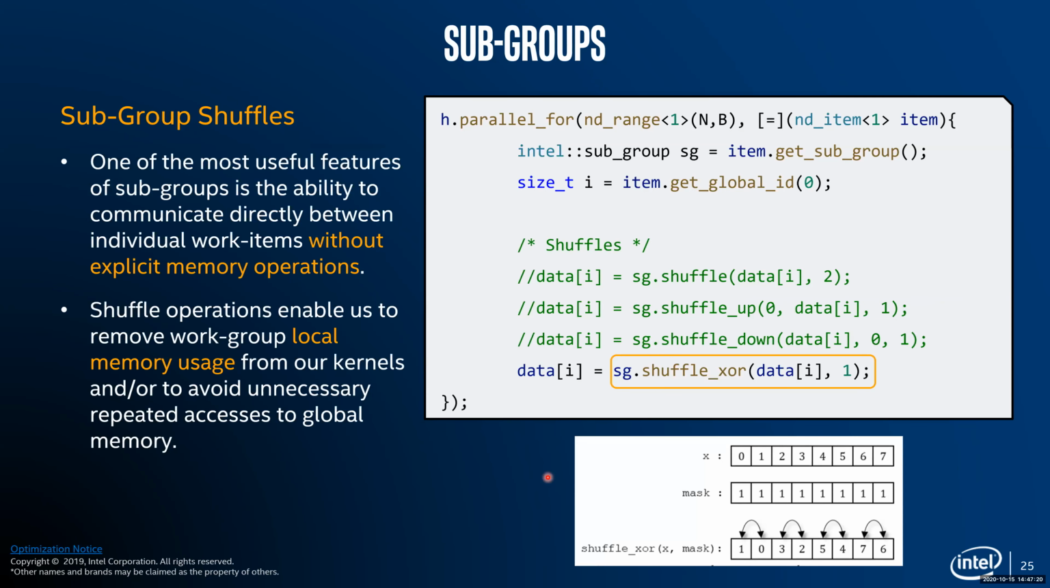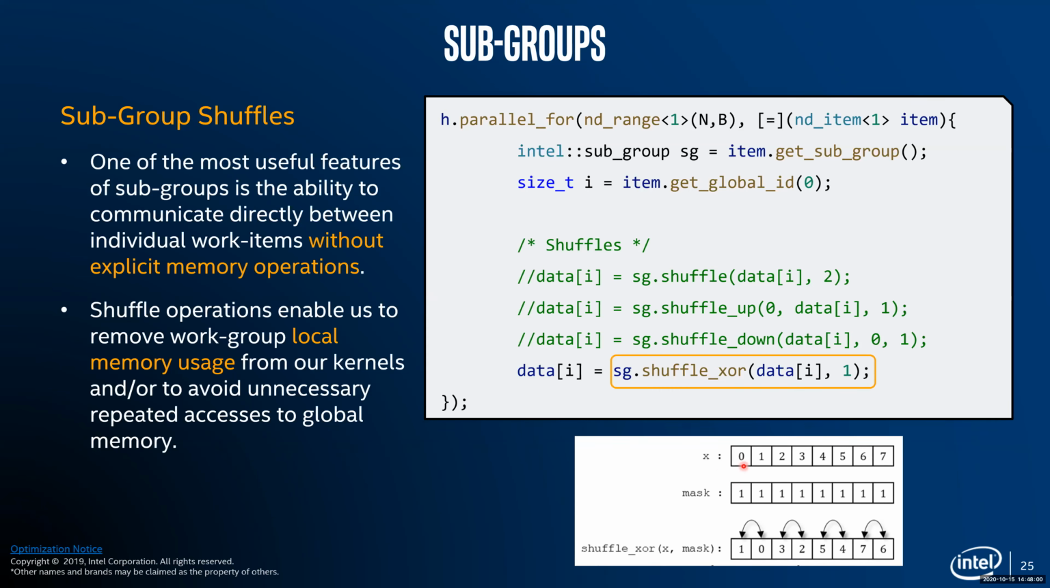We talked about shuffle operations. This is one of the most useful features of subgroups, the ability to communicate with work items without any explicit memory operation. In this case, we are showing different shuffle operations. In this particular example, we are doing a shuffle XOR for this data item. Here you can see the subgroup has values from 0 through 7, and we are doing shuffle XOR.